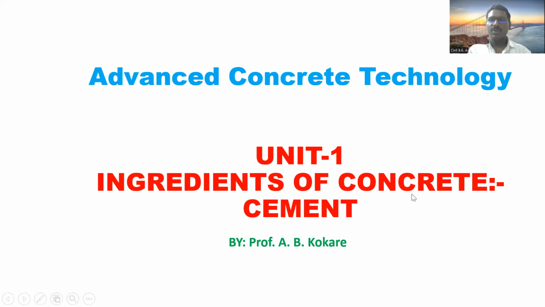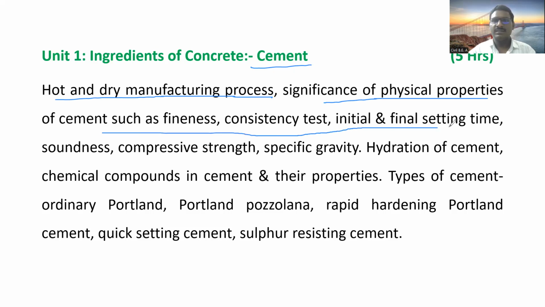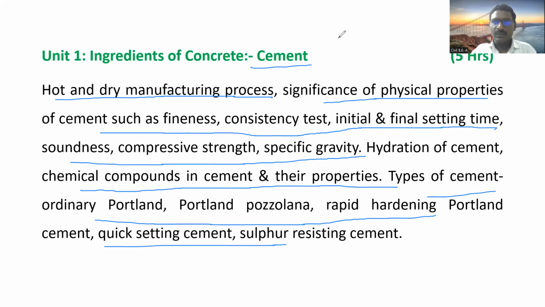Okay, so the ingredients of concrete, this is unit number 1. So we will see the ingredients of concrete. The first ingredient of concrete is cement. Generally, cement is one of the most important parts of concrete. So we will learn these particulars under cement: the hot and dry manufacturing process of cement, the significance of the physical properties, some physical properties we have to see, then chemical compound properties, and then types of cement we will see in this part related to cement.